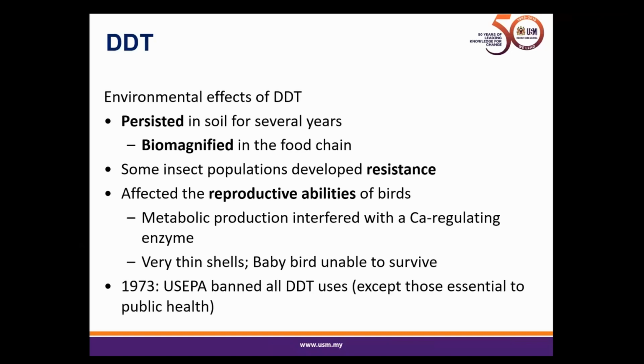And because of this, in 1973, the US EPA, or the United States Environmental Protection Agency, banned all DDT uses except for those that are essential to public health. Many developed countries have banned the use of DDT, but because malaria and dengue cases are still high in developing countries, it is still used to control these insects. Okay, so it is still being used in developing countries to control insect-borne diseases, such as malaria and also dengue.